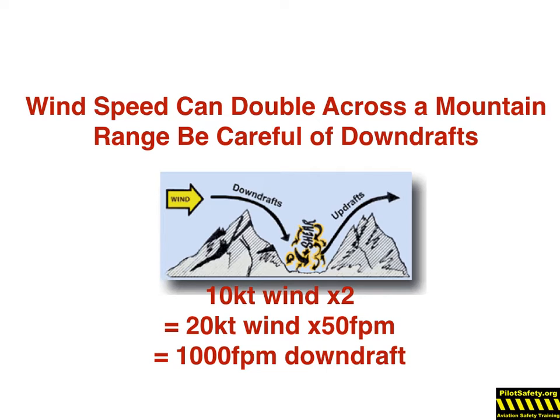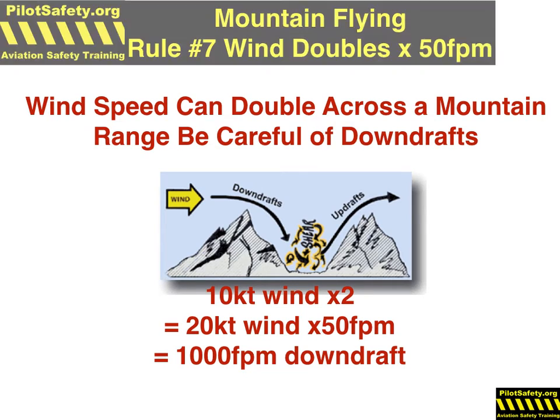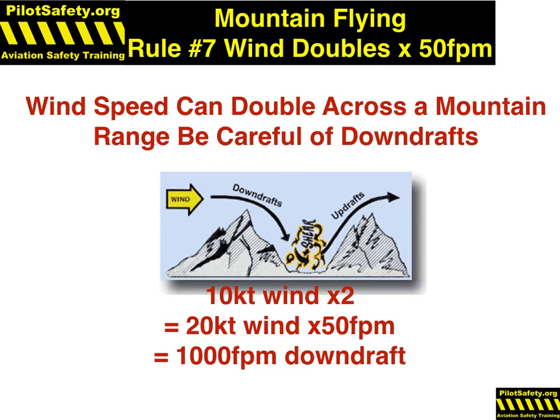A wind always doubles in speed, and each knot of wind is 50 foot per minute. So if there's a 10 knot wind aloft, that seems pretty mild, but a 10 knot wind doubles to 20, which makes it 1,000 foot per minute downdraft. It is not uncommon at all in mountain canyons to have downdrafts that exceed 2,000 feet per minute. That's why I've said it so many times, and I'll leave you alone after this one. The thing that climbs at 2,000 feet per minute may not climb at all if it hits one of those mountain ridge downdrafts.